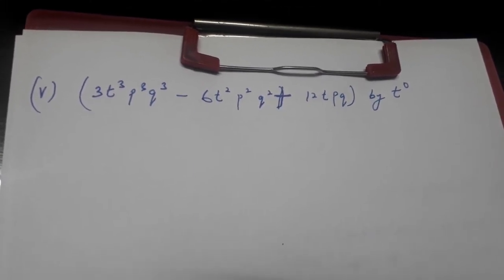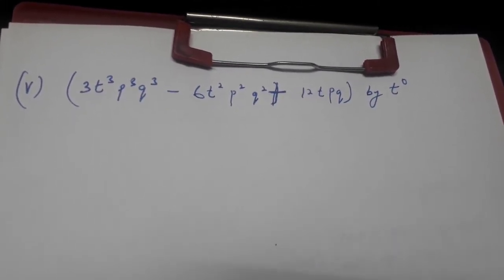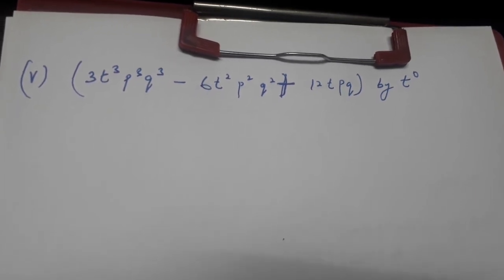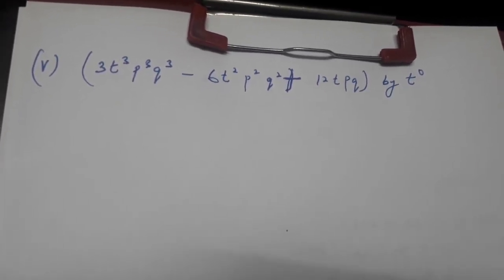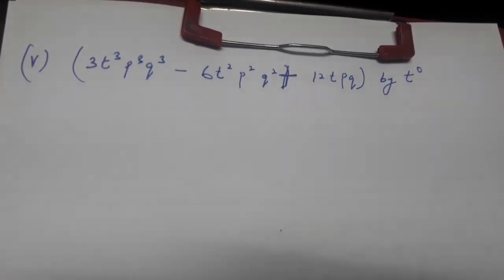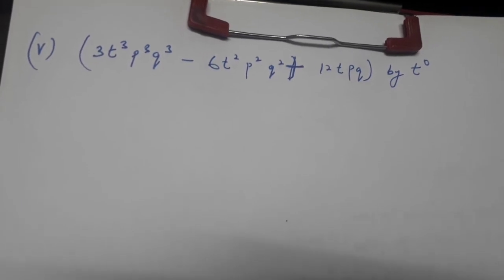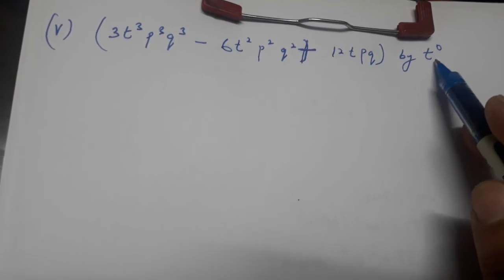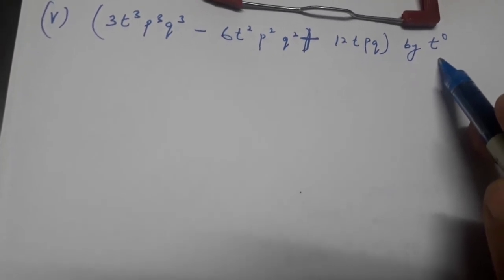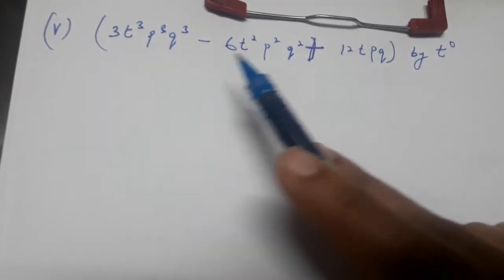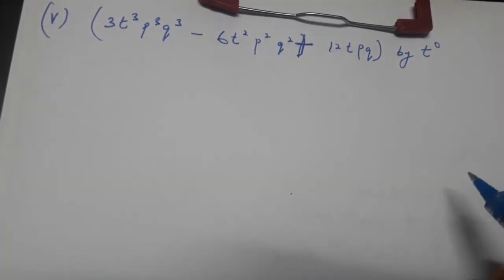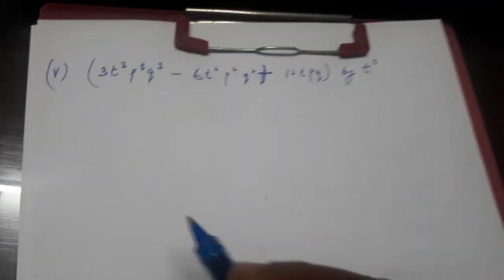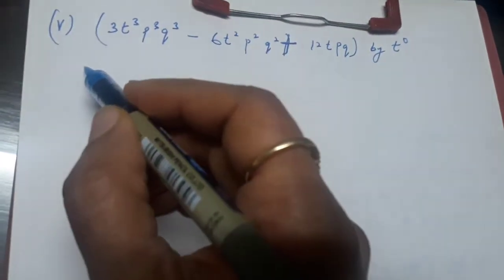So one thing is to be very much clear. If some variable has 0 as its power, what does it mean? It means that would be equal to 1 only. So in here fifth part, t raised to the power 0, that means 1. So the whole expression is getting multiplied by 1 only. So how would we write? Let's check it out.